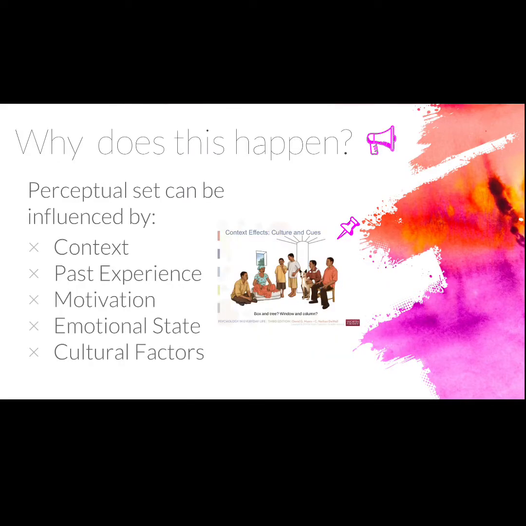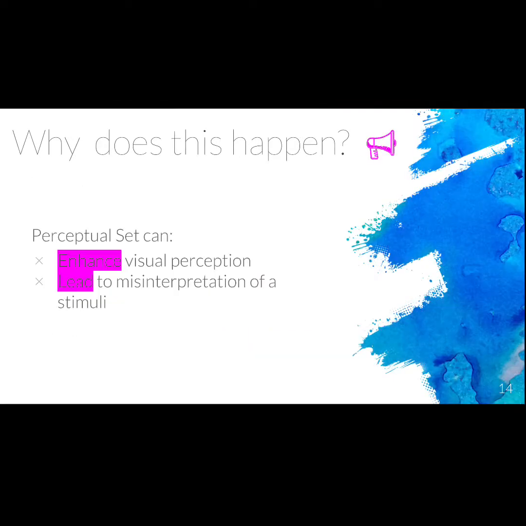Perceptual set can be influenced by five things: context, past experience, motivation, emotional state, and cultural factors. Perceptual set can also enhance visual perception by correctly anticipating a stimulus, hence interpreting it more quickly. It can also lead to misinterpretation of a stimulus by incorrectly anticipating or expecting.